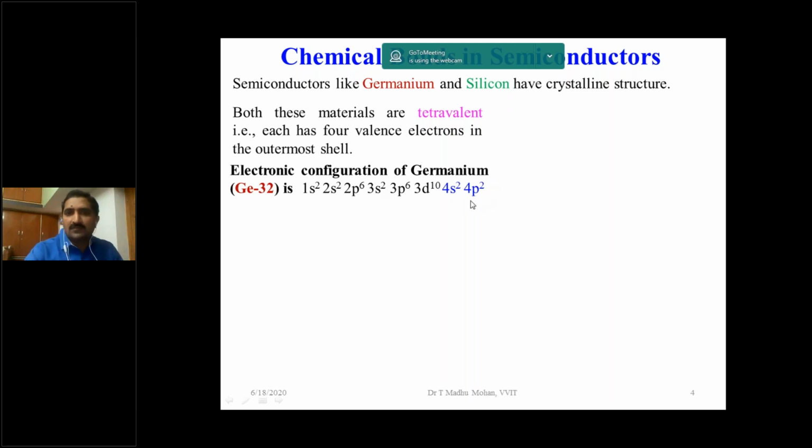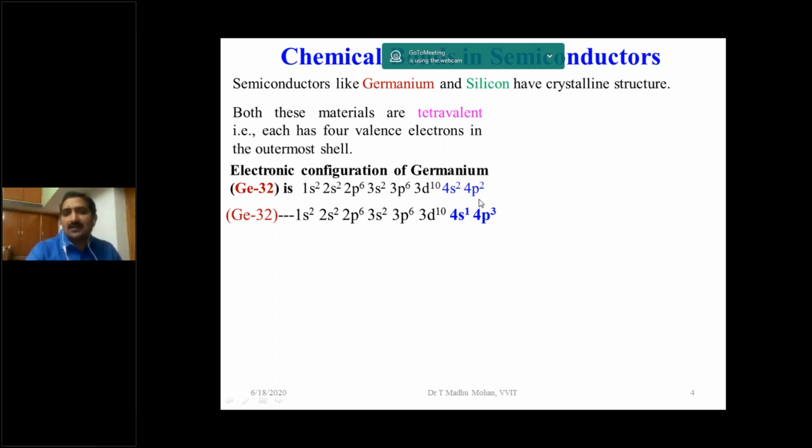Only 2 electrons are filled in 4p. Here 4s is completely filled. But for the stability of the atom, one electron present in the 4s goes into the 4p. Then it becomes 4s1 and 4p3. This is half filled, and this is also half filled. So it is half filled, which is stable.